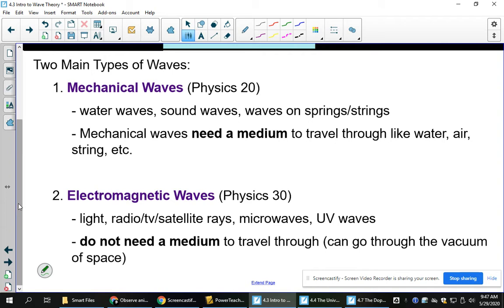Electromagnetic waves are the second type that we'll study in Physics 30 if you take that course. And we study things like light waves, radio, TV, satellite rays, microwaves, UV waves. These do not need a medium, so these waves can travel through the vacuum of space.